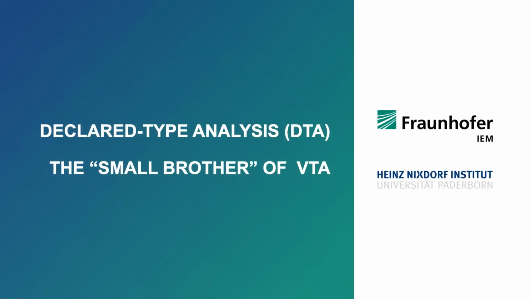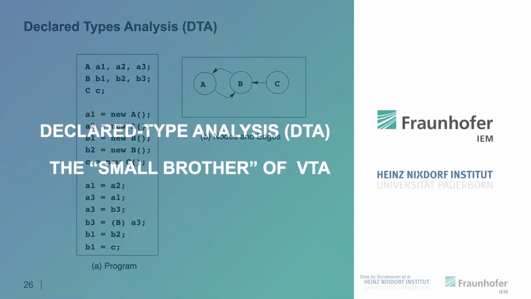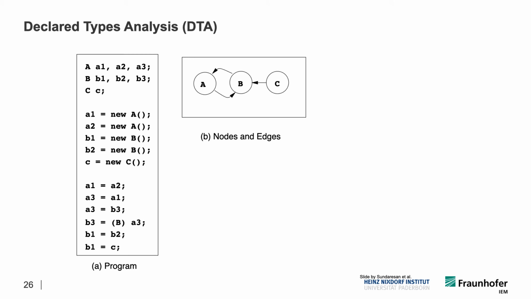Then the next kind of analysis I want to talk about is DTA. And this is a bit like the smaller brother of VTA, because DTA is actually not more elaborate and not more precise than VTA, but actually the other way around. So DTA abstracts a bit more of what you have seen in VTA, and therefore gives you a more coarse-grained and also more imprecise representation, but it can be computed more quickly than VTA, so it may sometimes still be useful. In order to understand how DTA works, let's take a look at the same example that we had earlier.